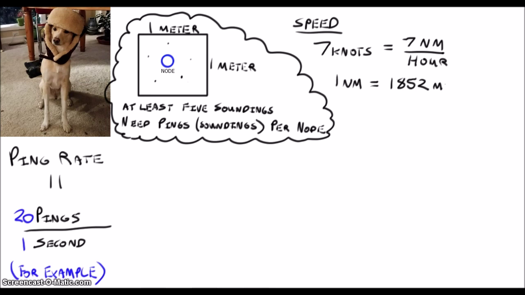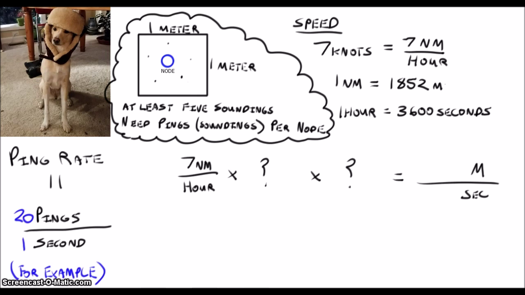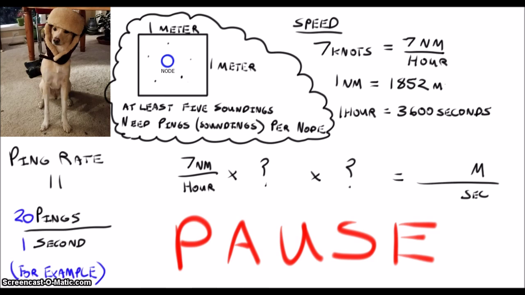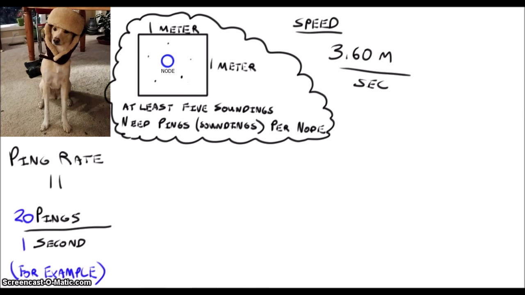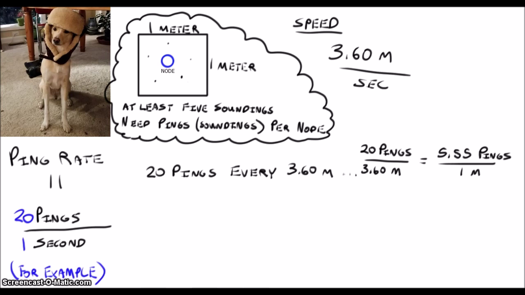Knowing that there are 1,852 meters in 1 nautical mile and 3,600 seconds in an hour, go ahead and pause the video and convert to meters per second. Is this what you got? Great. Okay, so knowing that we are getting about 3.6 meters per second, and that we are pinging at 20 pings per second, we can say that for every 3.6 meters traveled, we get 20 pings, or approximately 5 pings per meter. So every meter we travel, we get 5 pings along track. That sounds pretty good based on our density requirements.